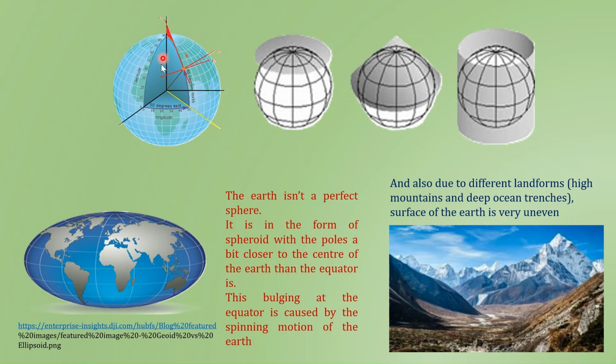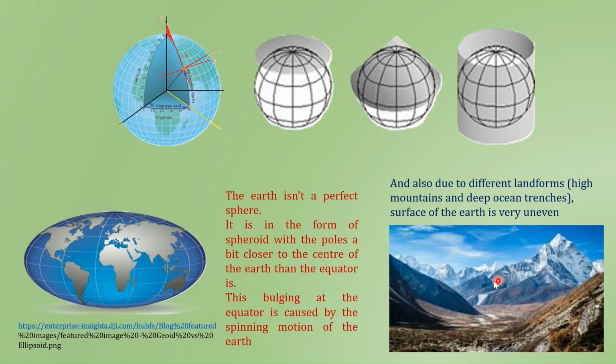Till now, whatever we discussed in the map projection and the coordinate system, there we assumed the shape of the earth as a perfect sphere. But in reality, the earth is not a perfect sphere. It is in the form of a spheroid with the poles a bit closer towards the center in comparison to the equator. And this bulging of the equator is mainly because of the centrifugal force caused by the rotation of the earth, and also due to the different landforms, that is high mountains and the deep ocean trenches, the surface of the earth is very uneven.